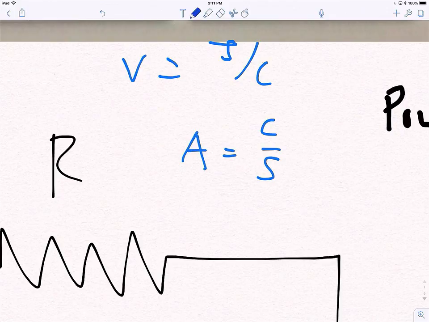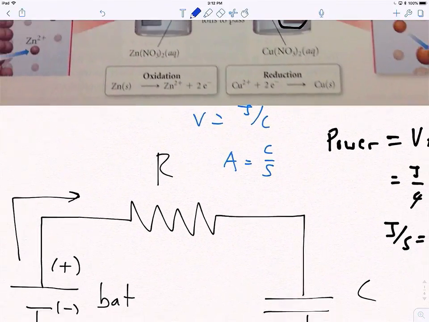So instead of electricity, think of water. As water is flowing in a stream or a river, your current is how much water is flowing. Okay, that's the current, that's the amperage. How many electrons, how much water is flowing. The voltage is how much energy the water has, or how much energy each electron has. So the joules per coulomb is the potential, the voltage.